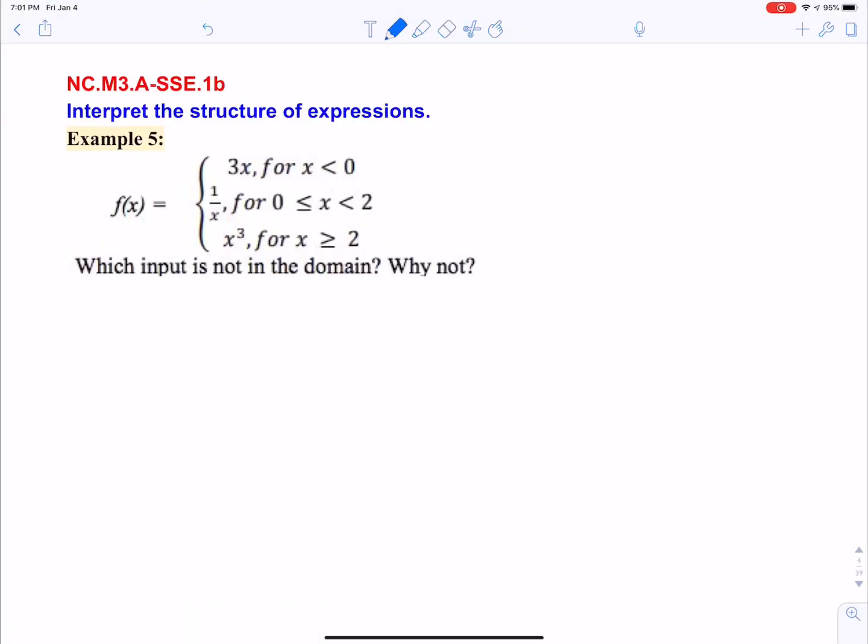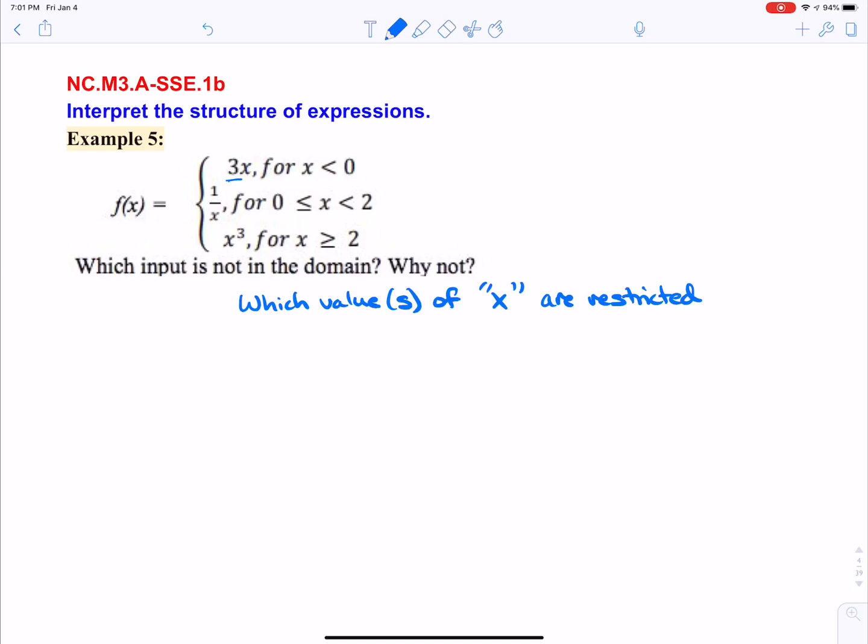Example 5 says which input is not in the domain and why not. So we think about which value or values of x are restricted, or can't happen, are not possible.